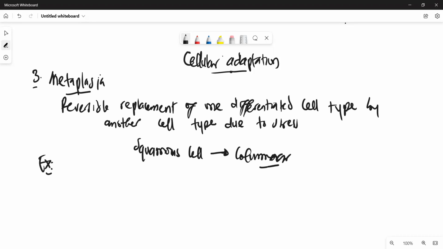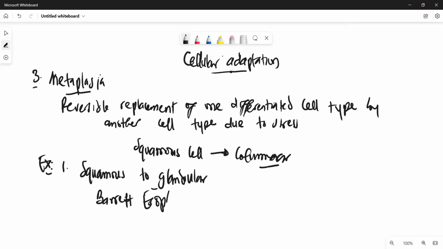The first example we are going to look at is squamous to glandular. So the initial cell there was squamous, now we have glandular. A classic example of that is Barrett's esophagus. So when we look at this diagram, here we have the esophagus, and there's going to be the stomach.